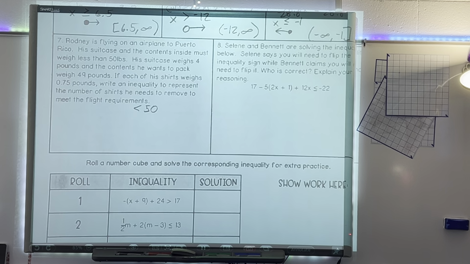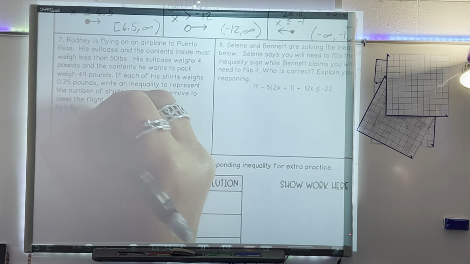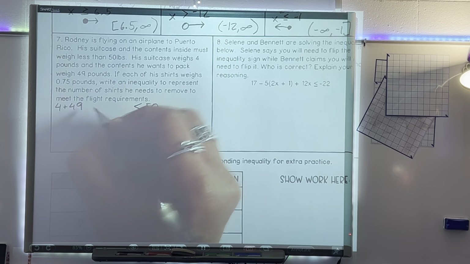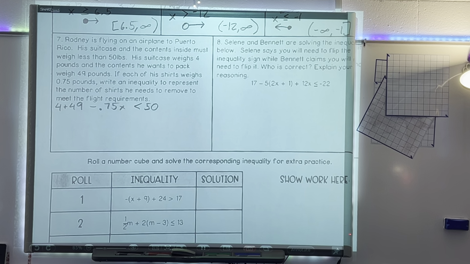Okay? Then, what does he currently have? Like, what do we know? He's already used 49, and that is the suitcase. And the suitcase. So what do we do with that? We've got to put those together. So I've got a 4-pound suitcase plus 49 pounds of stuff. Already, he's more than 50, right? So he sees that. We know he sees that because in the problem it tells us about the shirts and says, how much do we got to take out? So what do we need to do? Okay, what am I subtracting? 0.75x, because 0.75 is the weight of each shirt, x.